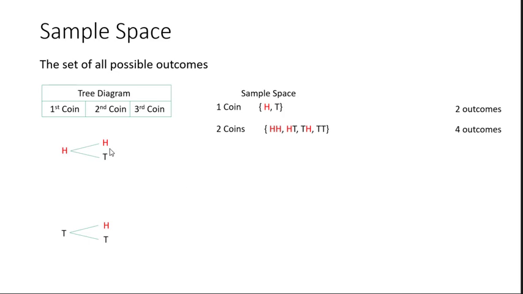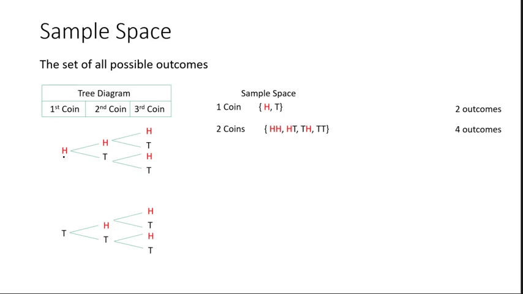Now if we continue this pattern, and we do this again for a third coin, for this heads right here, we could have for the third coin a heads or tails. If it was tails for the second coin, it could also be heads or tails for the third coin. And then down here, for this head, it could be heads or tails for the third coin. And then if it was a tail right here, it could be heads or tails for the third coin as well.